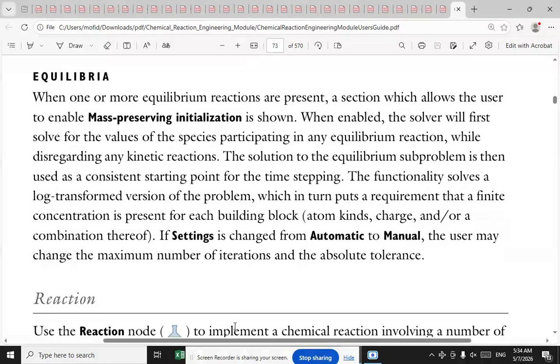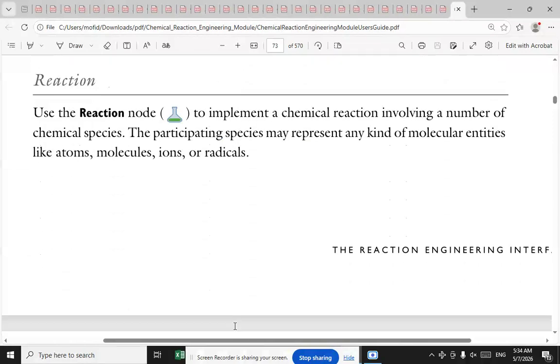If the setting is changed from automatic to manual, the user may change the maximum number of iterations and the absolute tolerance. Now I want to go through the reaction.